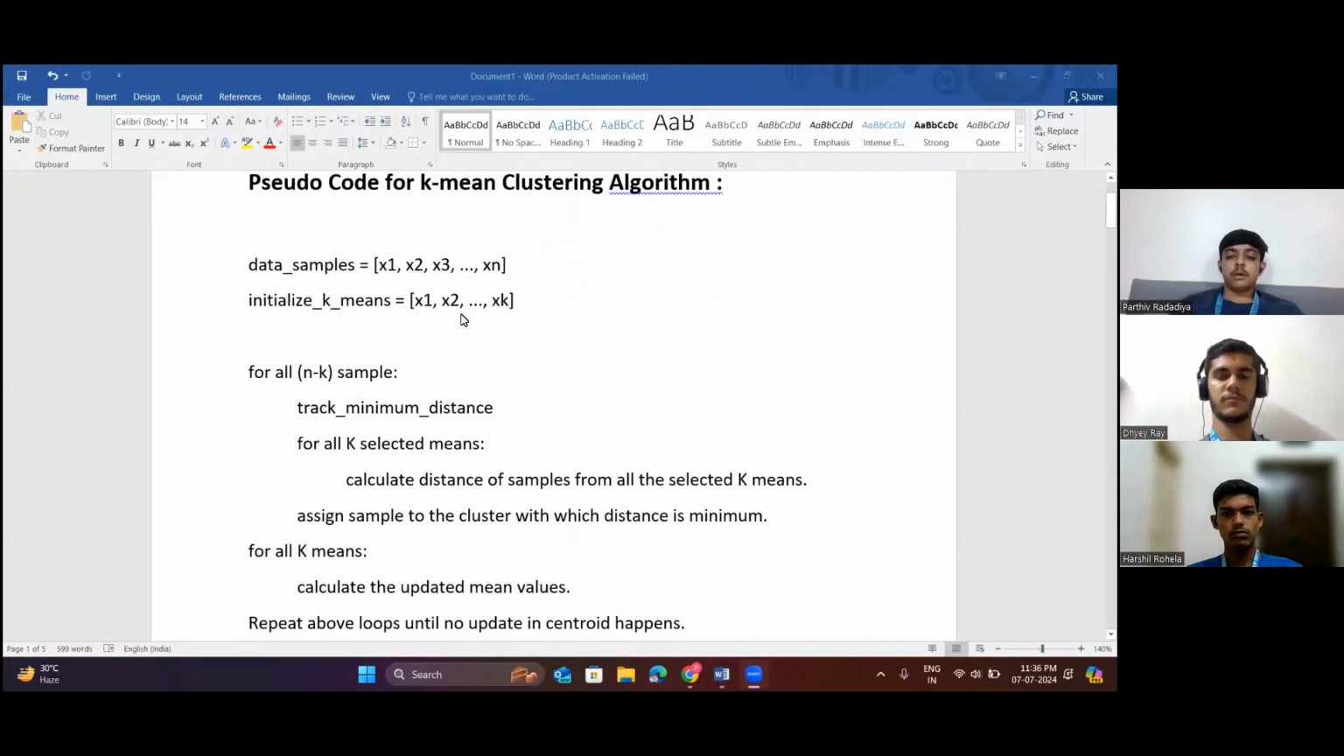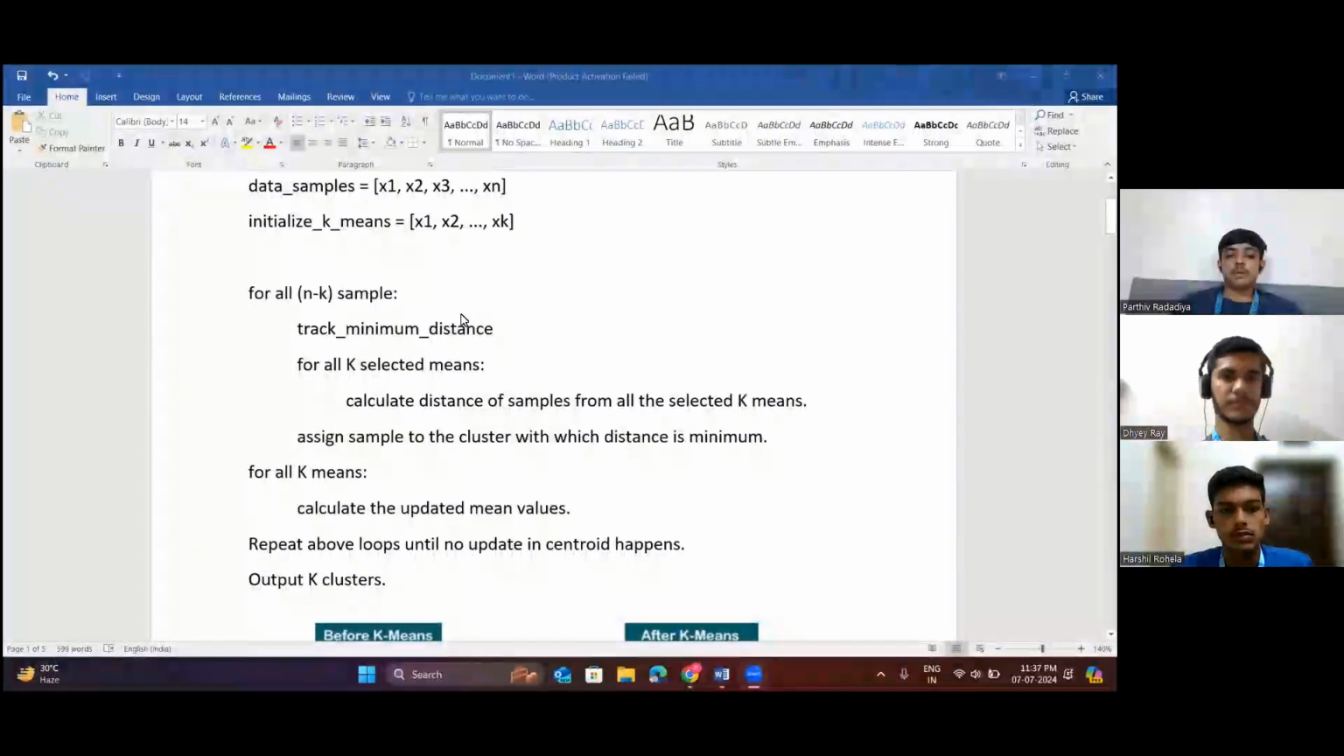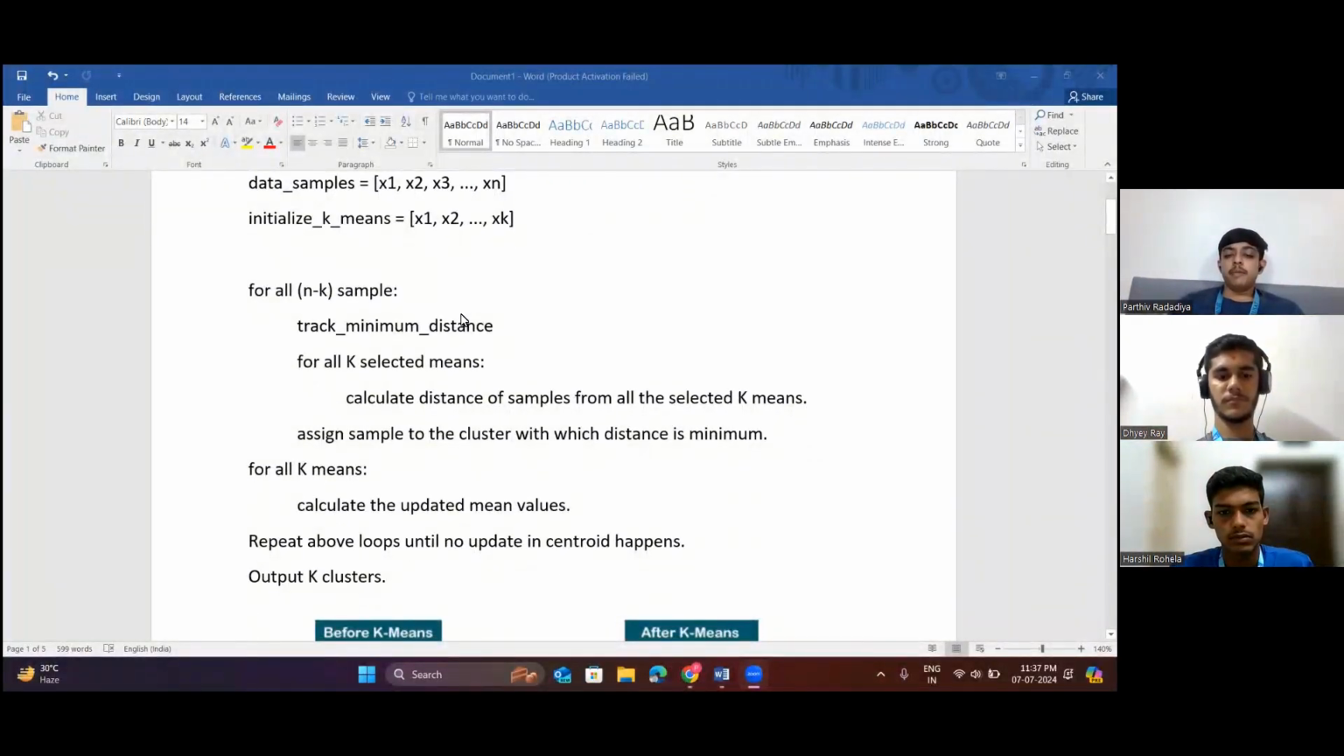Once the minimum distance has been found out, we will update the minimum distance into the respective cluster points. Then we will find the mean values. Once the mean value has been found, we will update it according to the cluster point into initialized k-means. So we will get the new cluster points. The next step is repeatable loops until no update in center data point.